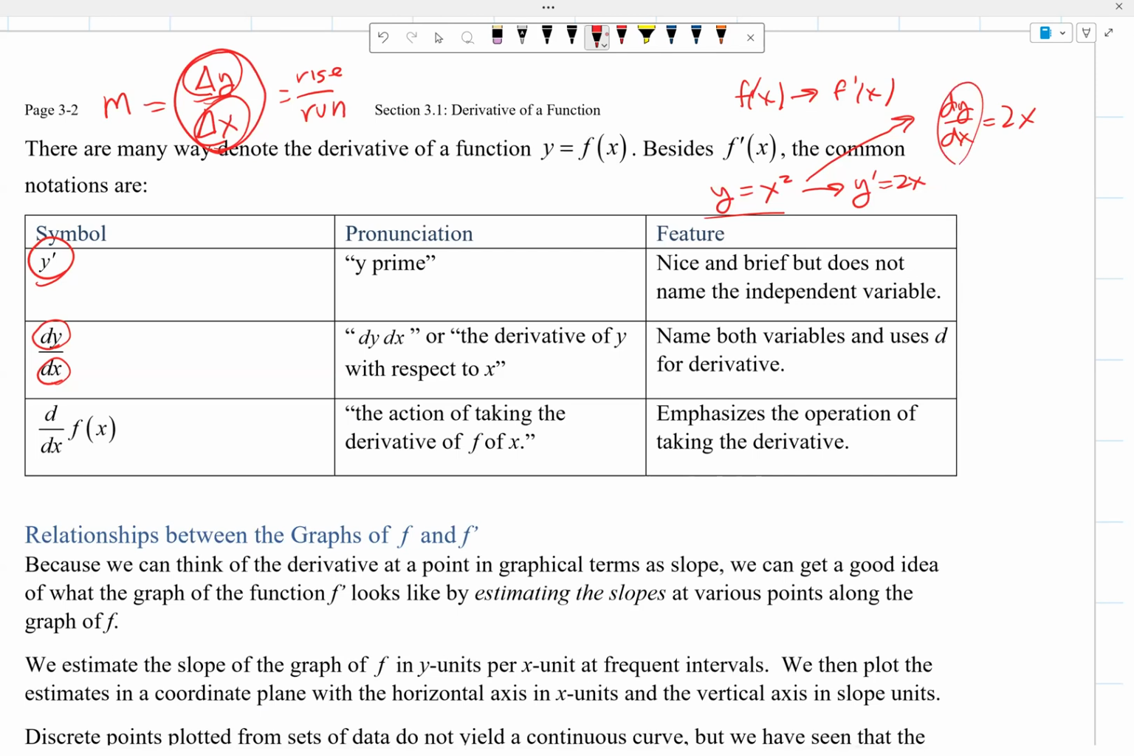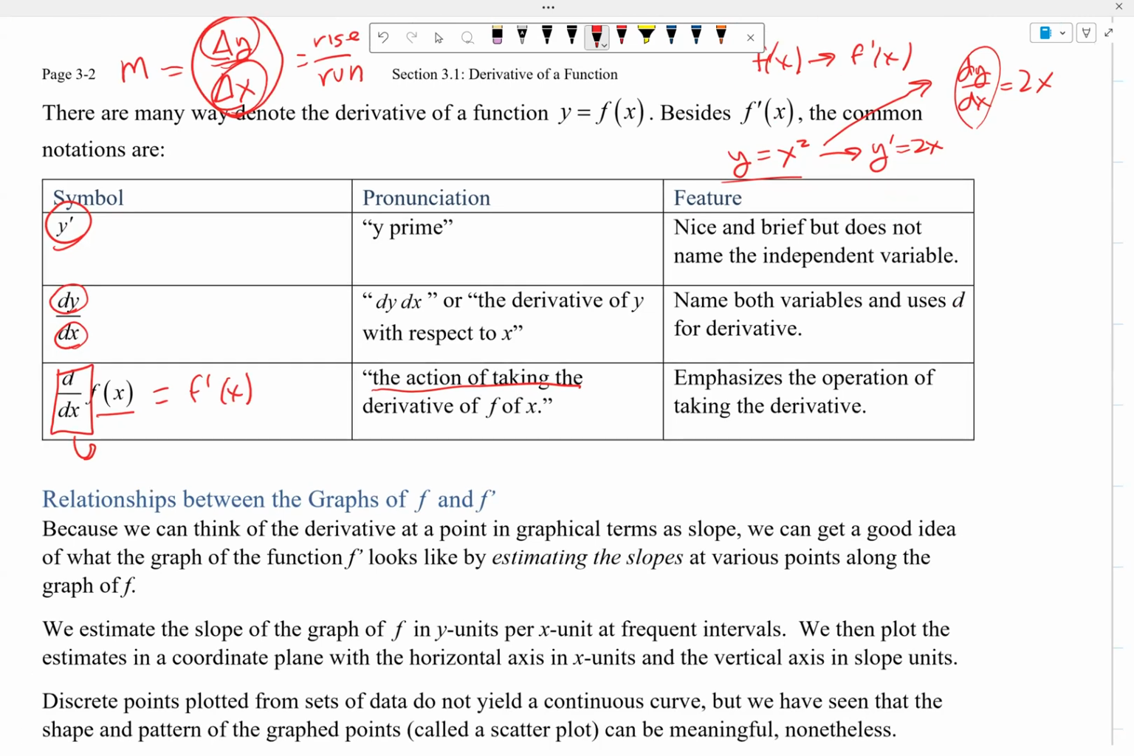Now, slightly different is this symbol. This is the action of taking a derivative. Think about the difference between what is the square root of 3 and the act of taking the square root of 3. It's like, I'm going to take the derivative of f of x. You know what happens when I take the derivative of f of x? I get f prime, the action of taking a derivative. And so there's our notation.